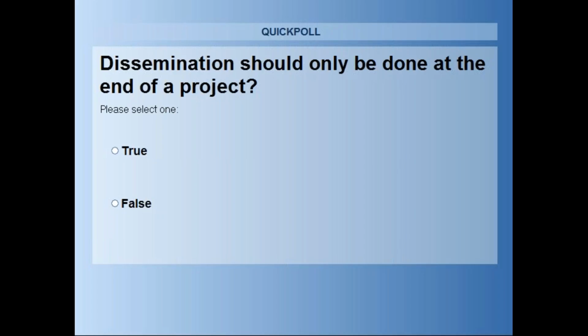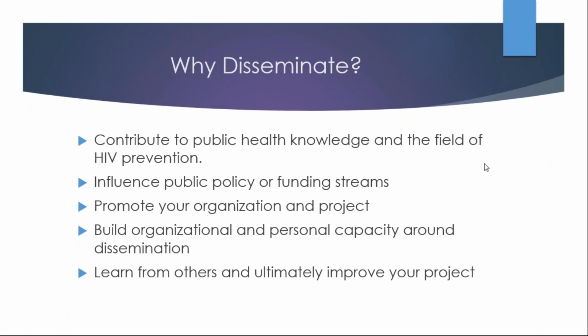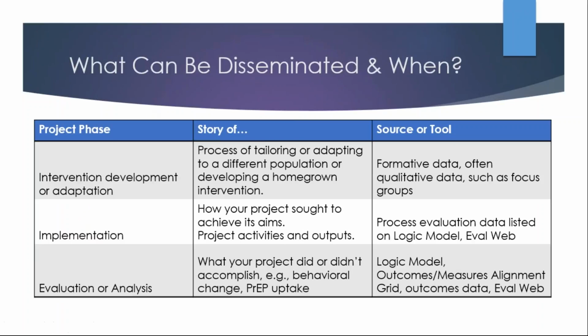So we had put this in here because there really is this misconception sometimes that you have to wait until the very end of your project to disseminate information about it. But while it usually occurs later in the project, there's definitely opportunities to disseminate throughout different phases. So returning to the metaphor of story, there's a story to tell about every phase of your project. And as we'll see on the next slide, it could be the intervention development or adaptation phase, and implementation, as well as the analysis phase.